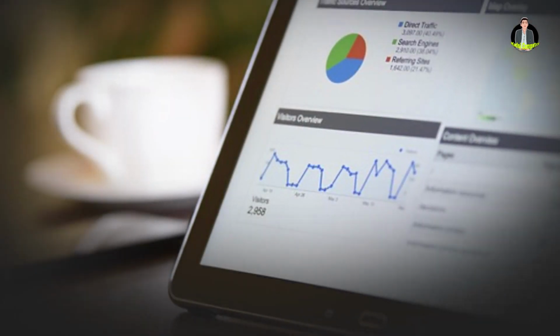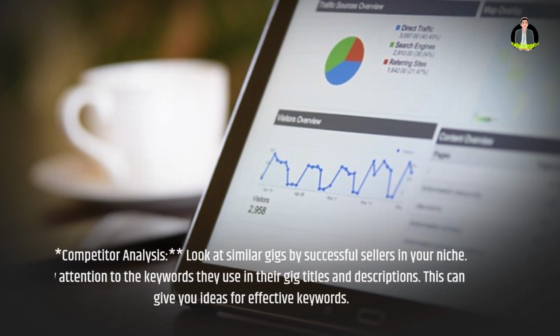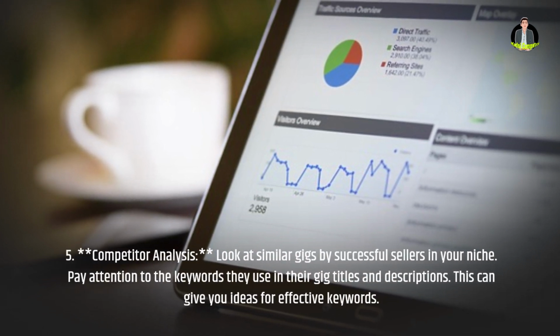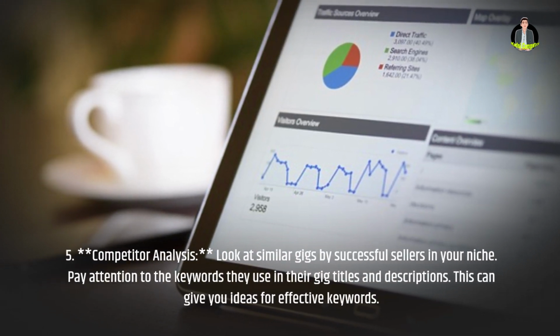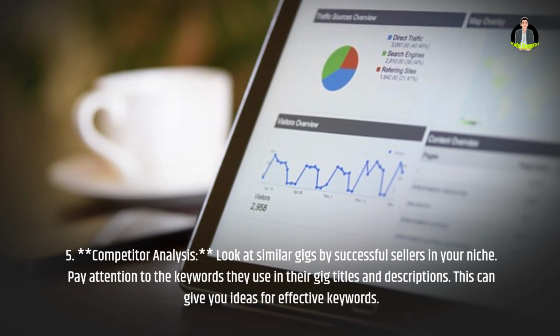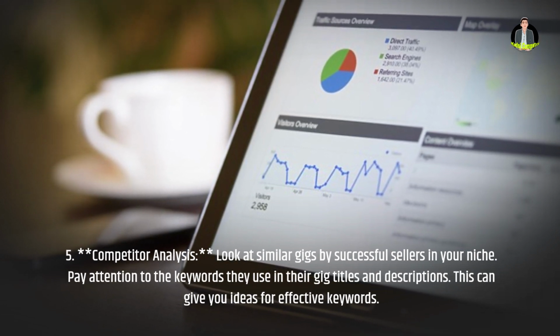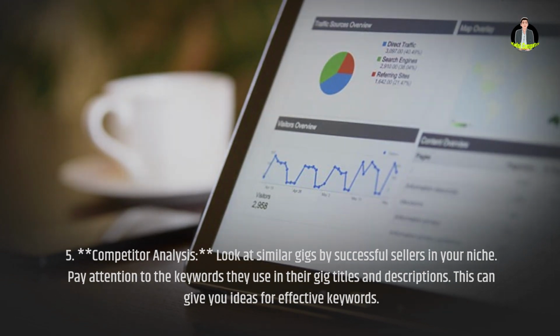5. Competitor analysis. Look at similar gigs by successful sellers in your niche. Pay attention to the keywords they use in their gig titles and descriptions. This can give you ideas for effective keywords.